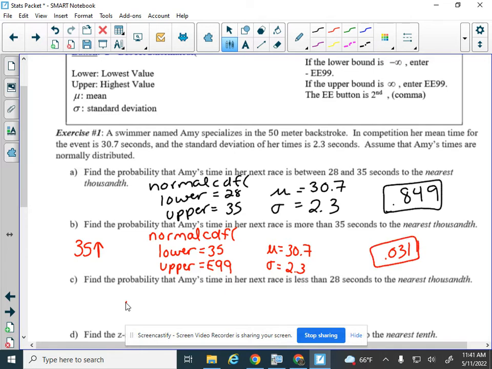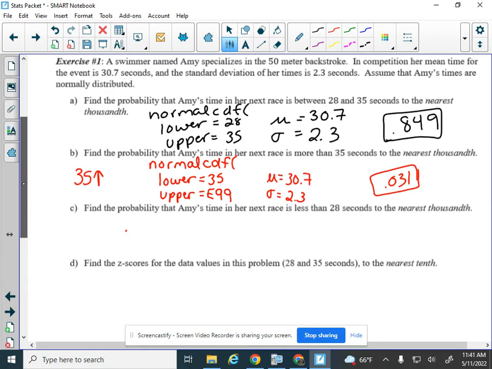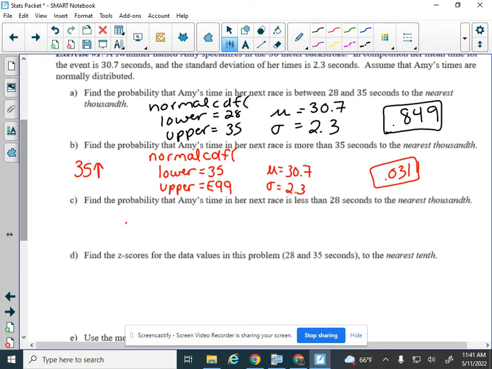So the next one is our last case. Now we're going to go down to a lower value. So it says find the probability that Amy's time in her next race is less than 28 seconds. So we'll still write down our normal CDF. Upper and lower. And actually, I wrote those backwards, so we want lower first, right? So that's the first one we have to write down.